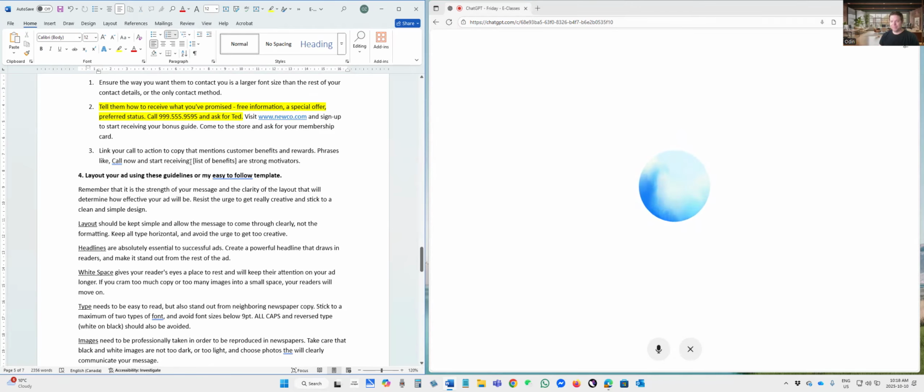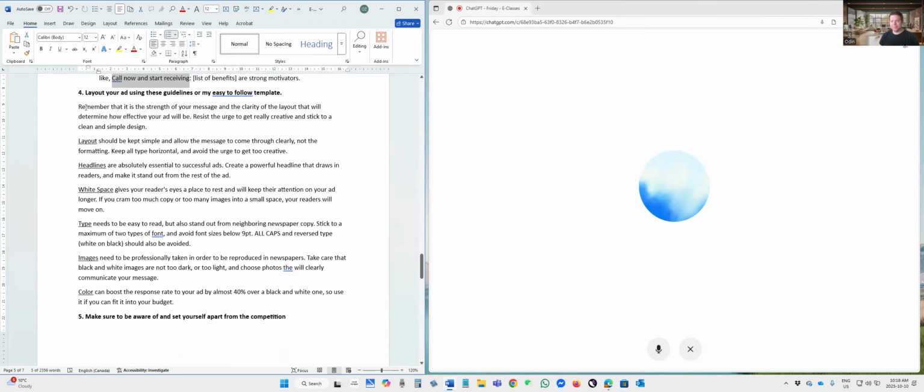4. Lay out your ad using these guidelines or my easy to follow template. Remember the strength of your message and the clarity of the layout will determine how effective your ad will be. Resist the urge to get really creative and stick to a clean and simple design. Layout should be kept simple and allow the message to come through clearly, not the formatting. Keep all type horizontal and avoid the urge to get too creative.